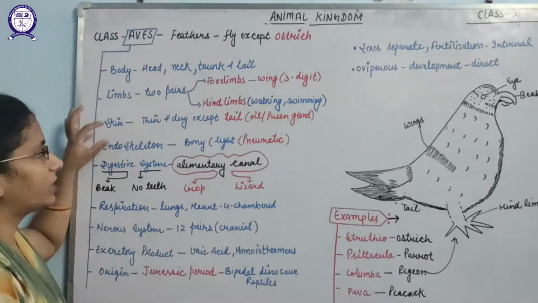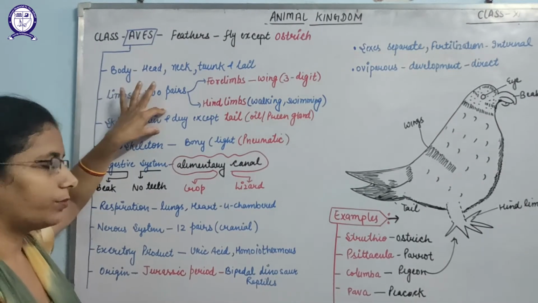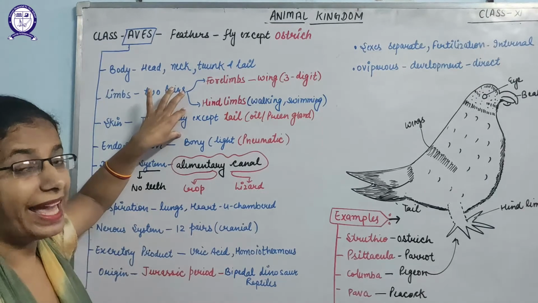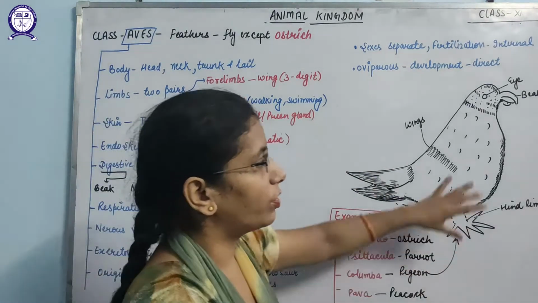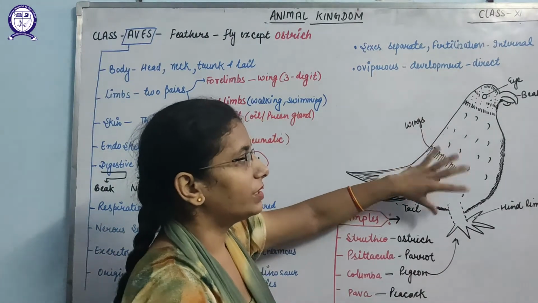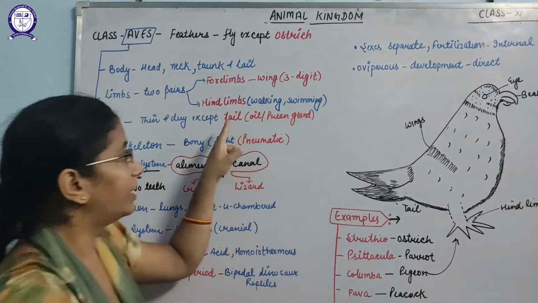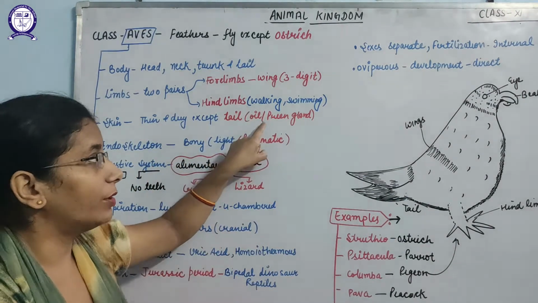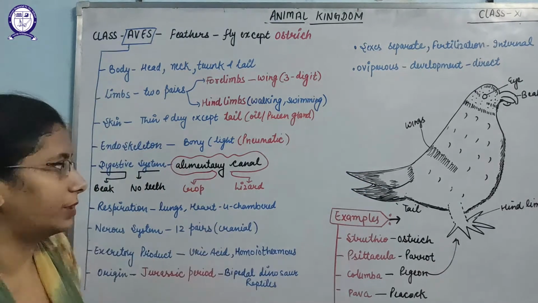If we discuss the skin of the birds, the skin is thin and dry except at the tail. If we look at the whole body, bird skin is dry but for the tail. And at the tail, why? Because there is a gland known as the oil gland or preen gland that is present only in the tail of birds.